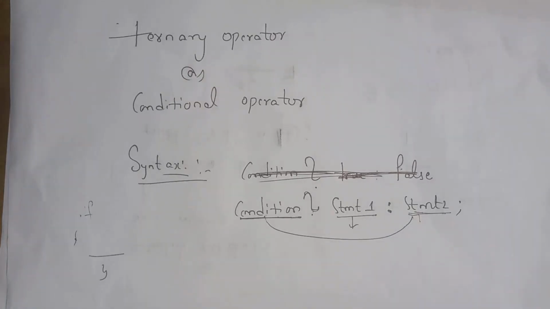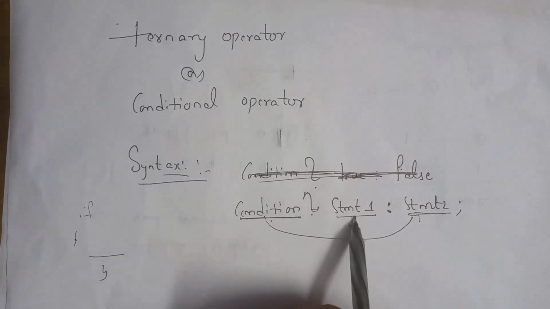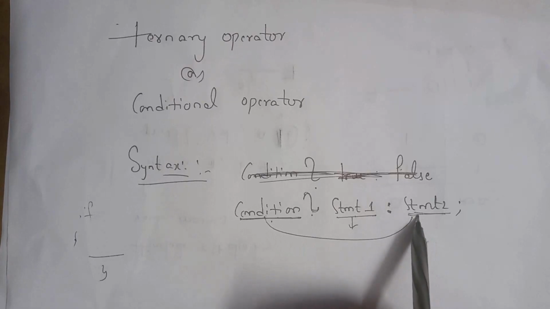At first you need to write condition ? statement 1 : statement 2 ; at last a semicolon. The meaning of this is, if this condition is true, then statement 1 will be executed, else statement 2 will be executed. So this ternary operator is the same as an if else statement. If the condition is true, then one statement will be executed. If the condition is false, then the else statement will be executed. If this condition is false, then statement 2 will be executed. I will give one program so that you can clearly understand this ternary operator.